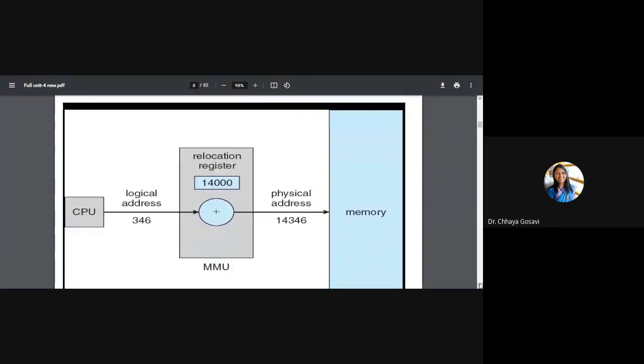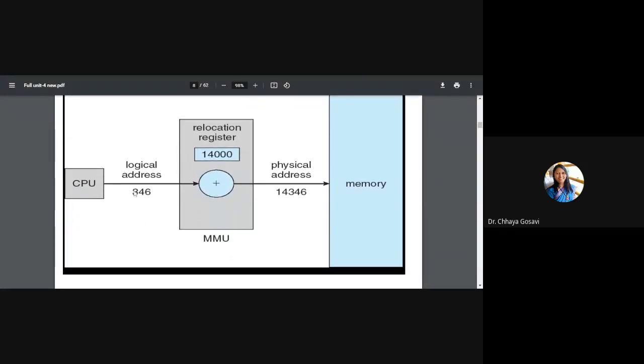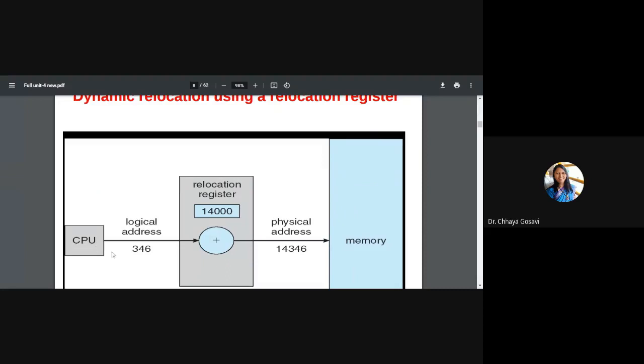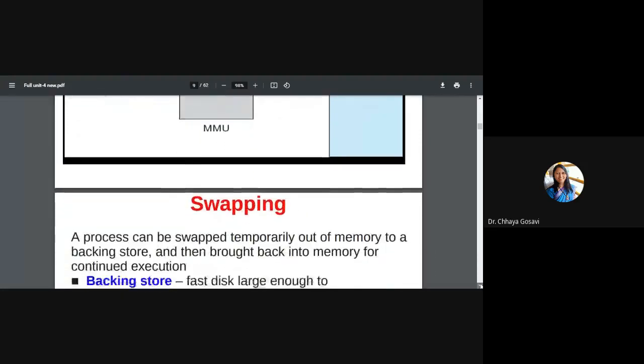So suppose the logical address is 346 and the relocation register, that is the new location, is say 14,000. This value is added to the relocation register and you'll get the physical address. This is a very simple address translation scheme. The CPU generates a logical address, this address is added with the value in the relocation register, and you'll get the physical address.